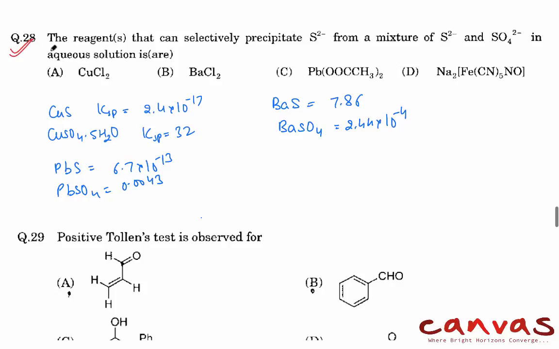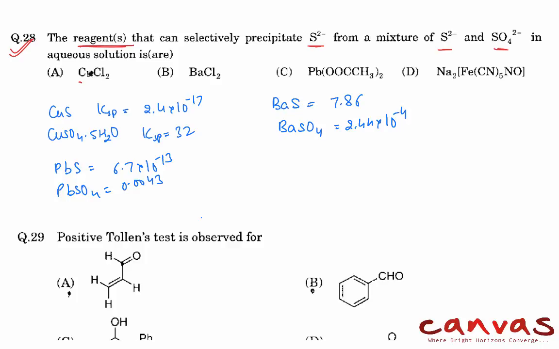Next is the 28th. Now we have to find the reagent that can selectively precipitate sulfide from a mixture of sulfide and sulfate. Okay, so we want something that has more tendency to form a sulfide precipitate than a sulfate precipitate. Now this is a typical question. It is not very easy to solve unless you have studied about the KSP values and you have solved some good problems on this topic.